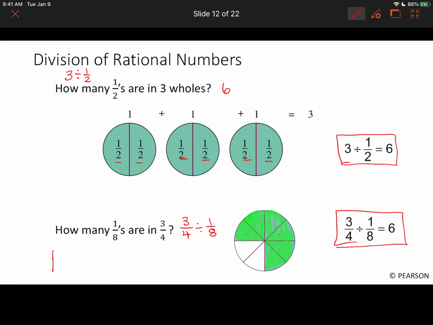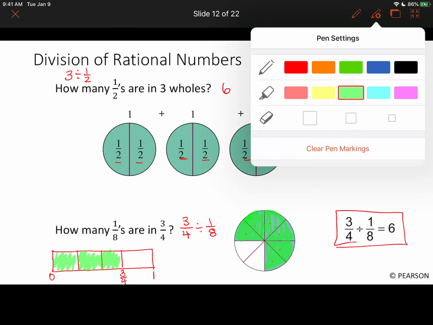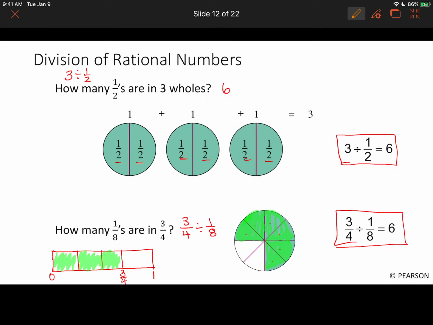You could also use a bar diagram to illustrate this. Make sure you're being clear what your bar represents. So here is 0, and I'm going to break it into fourths first. Here's 3/4, and I'm going to shade my 3/4. Now I want to know how many 1/8s are in 3/4, so I need to divide this whole into eighths, and again we just count, and you can see that there are 6.